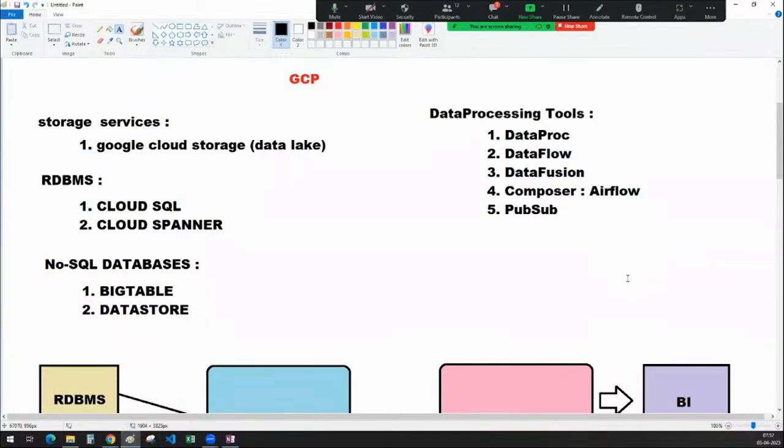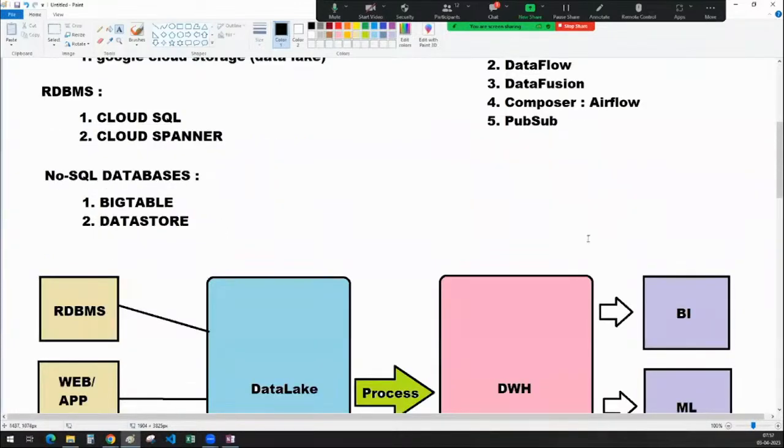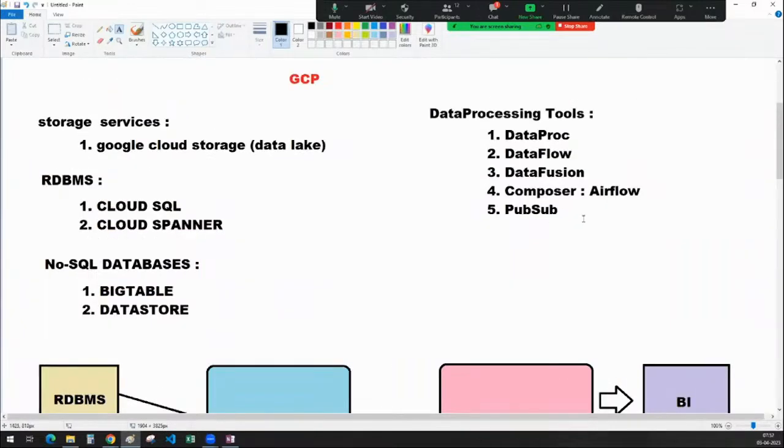You can schedule the pipelines, you can monitor the pipelines, you can create the DAGs, you can do anything in there. And one more thing is Pub/Sub, a streaming data ingestion tool where you will be able to create a topic and subscription for each and every application where you want to get the data. So a message will be pushed to the topic and via subscription the data will reach the final application. So this is what the data processing tools are, guys.